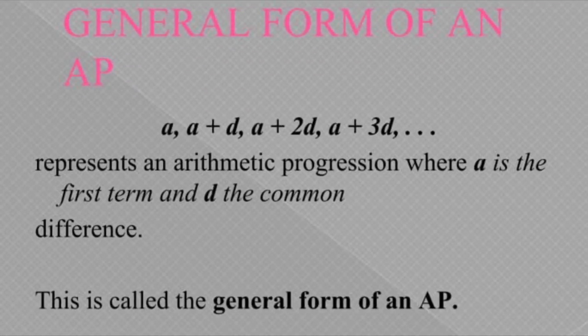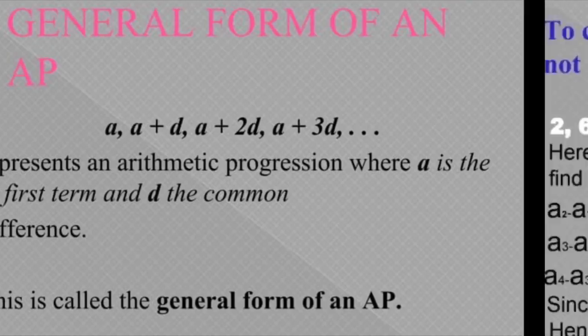Now, the general form of an AP. A, A plus D, A plus 2D, A plus 3D and so on. This represents an arithmetic progression where A is the first term and D is the common difference. According to the definition of arithmetic progression, every term is obtained by adding a common difference to the previous term. So let us say the first term is A. What should be the second term? A plus D. Now the third term should be the second term plus D, which is A plus D plus D, which is A plus 2D and so on.